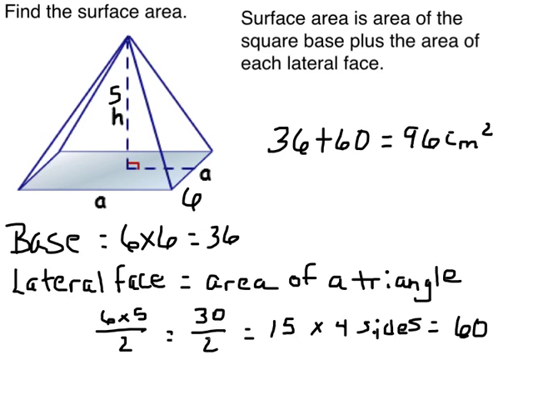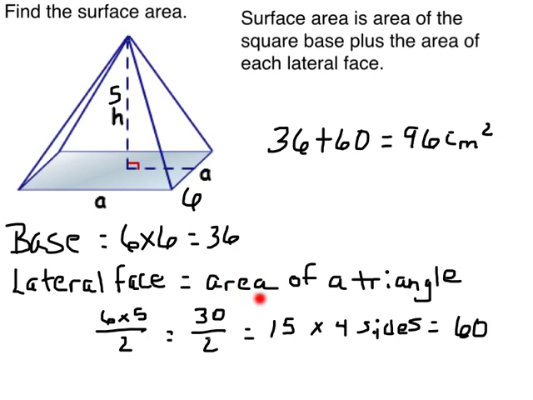All right, here we're going to find the surface area of this pyramid. This looks like a rectangular pyramid. All right, so remember the surface area is the square base, okay, it's a square, plus the area of each lateral face. Now, this one looks like it has 1, 2, 3, 4 lateral faces, okay? All right, so the base, if this is a square, then the base is going to be 6 times 6, which is 36.